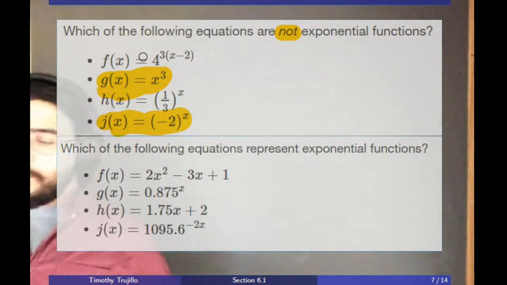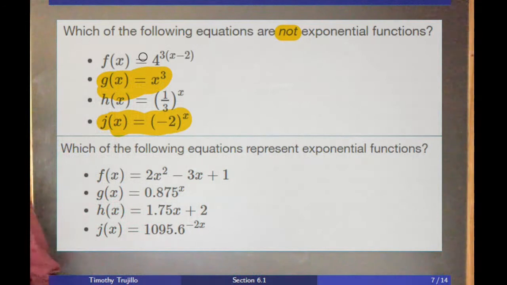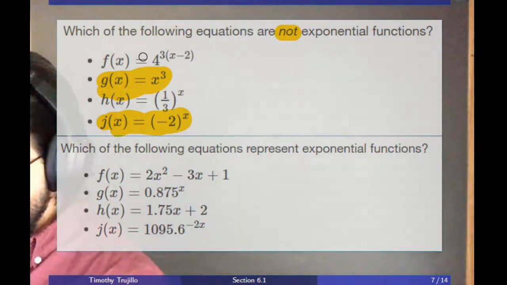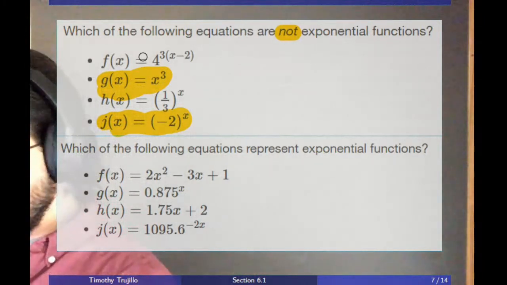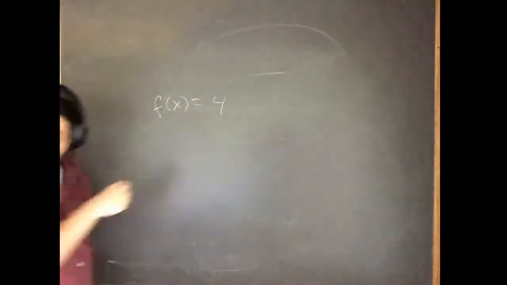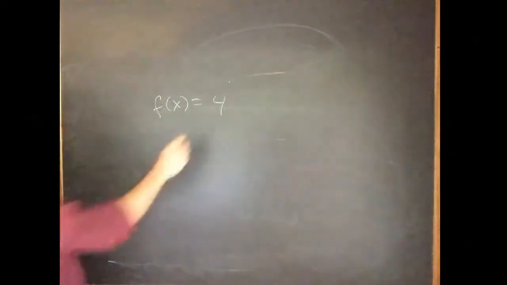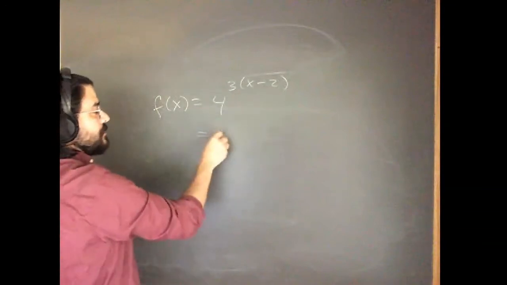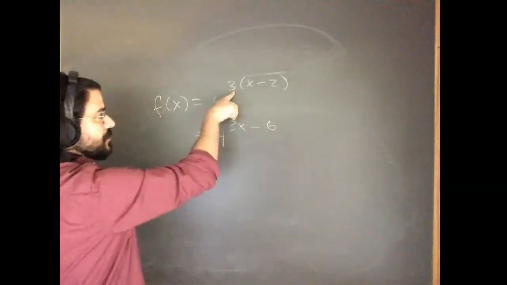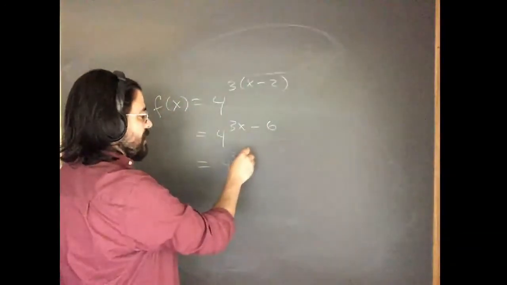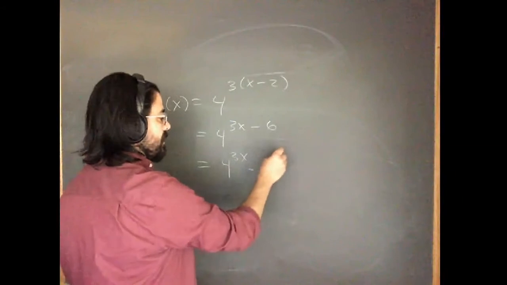This one on the top, let me just mention that it doesn't look quite like it, but it is exponential, and we can figure out the base and the value of a just by a little bit of algebraic manipulation. So let me show you how to do that here. So here we had f of x was equal to 4 to the 3 times x minus 2. And the first thing I'll do is multiply by 3. So this is 4 to the 3x minus 6, because 3 times negative 2 is negative 6. And then I'm going to rewrite this as 4 to the 3x times 4 to the negative 6.